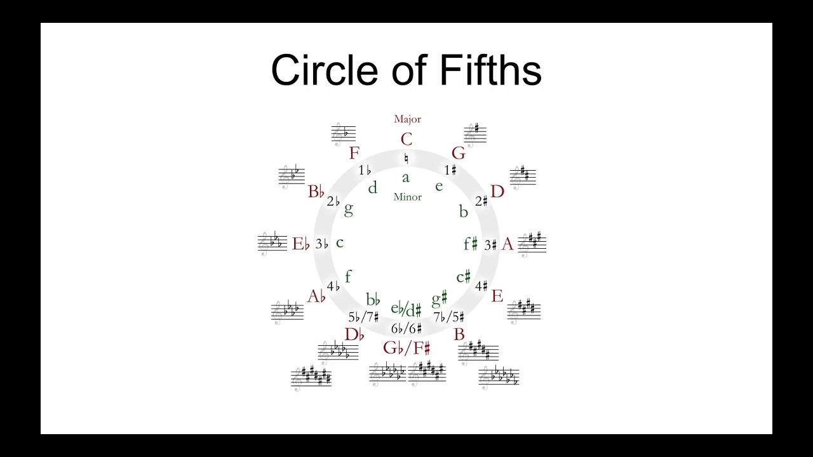If you know the key signature of a scale, then you know all the notes that belong in it. Let's take A major, for example. The key signature has three sharps: F sharp, C sharp, and G sharp. Therefore, the A major scale contains the notes A, B, C sharp, D, E, F sharp, G sharp.